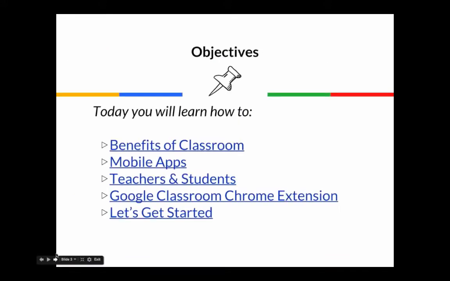So let's go ahead and go over the objectives for today and what we'll be doing. We're going to talk about the benefits of Google Classroom. We're going to talk about how it's available on mobile apps, what teachers and students can do, the new Google Chrome extension and how to manage that, and then really getting started in Google Classroom. What are your first steps, and how would I use this in a kindergarten classroom versus a 6th grade classroom?